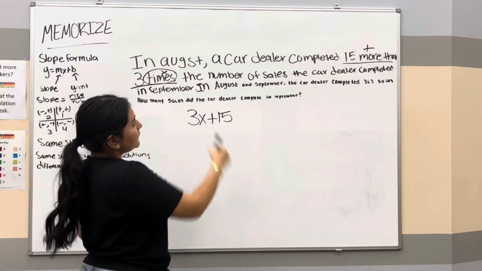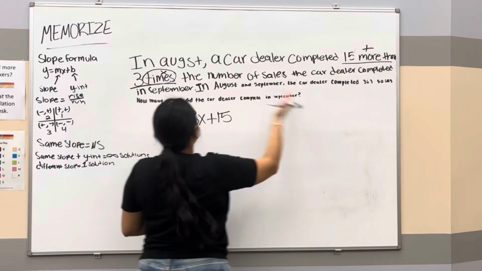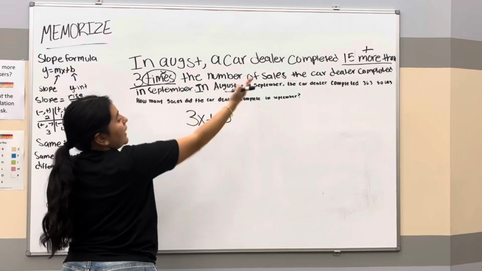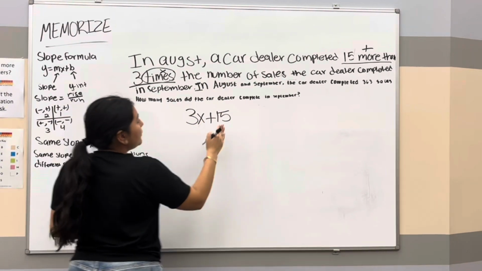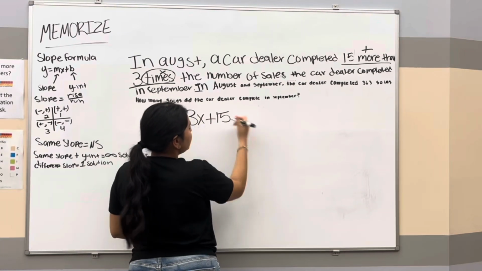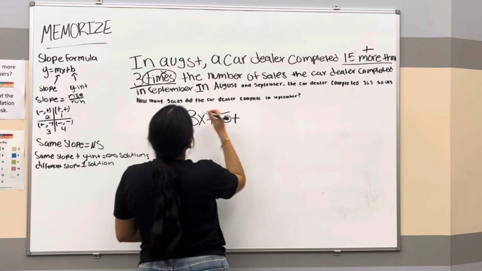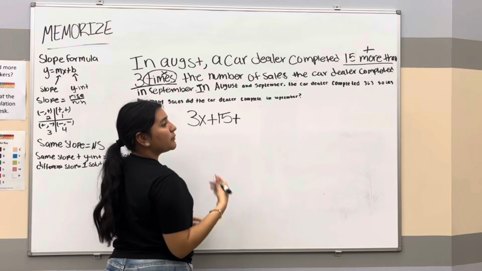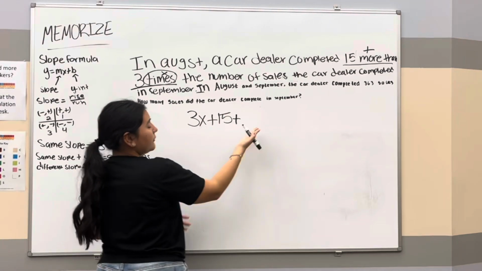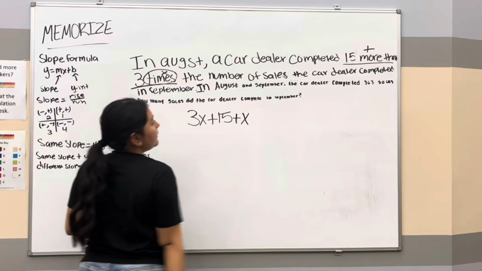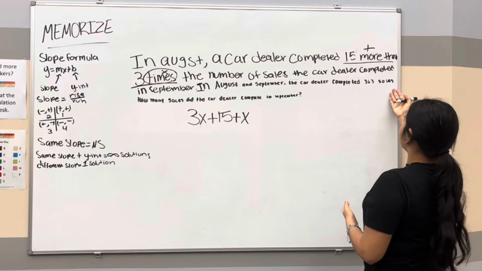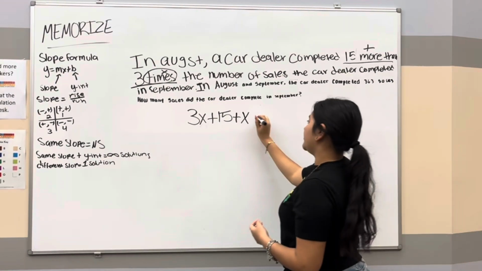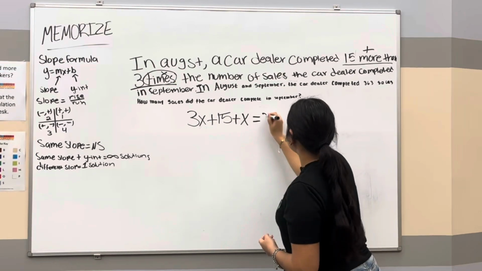Let's keep going. The number of sales the car dealer completed in September. This is more, basically plus what they completed in September, which is what we don't know, which is what we're trying to find out. And then it tells us the car dealer completed 363 sales in total. So equals 363.